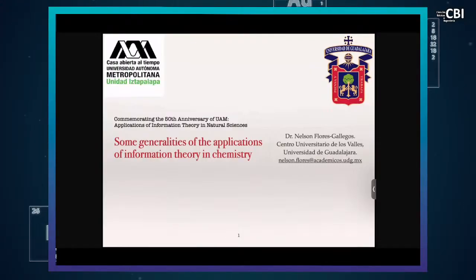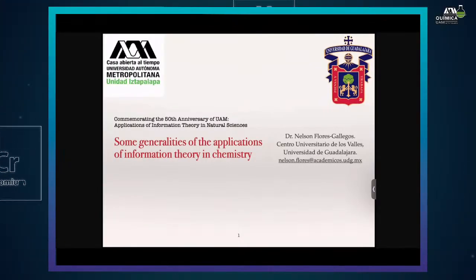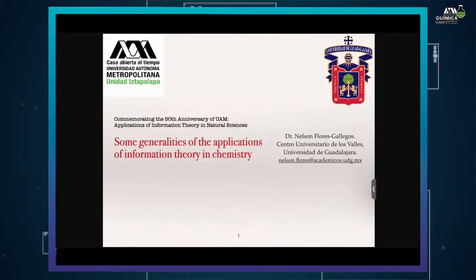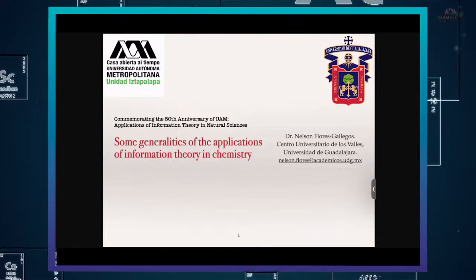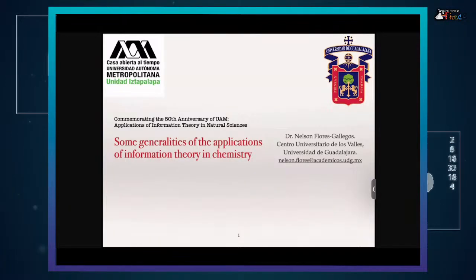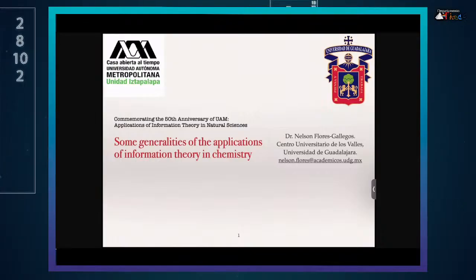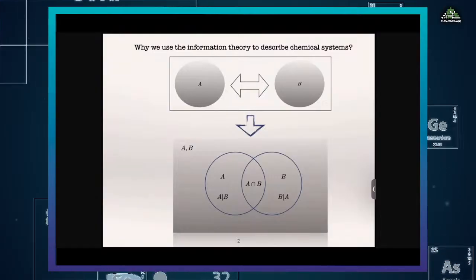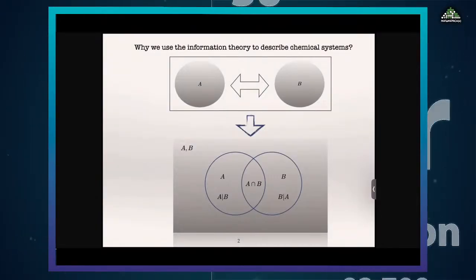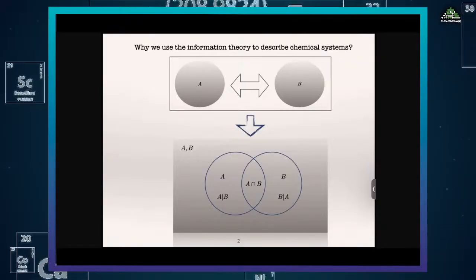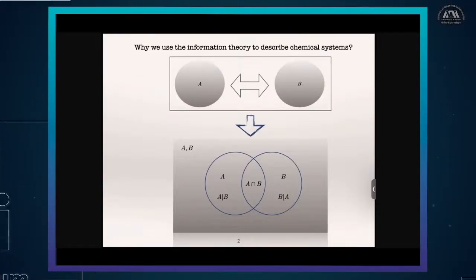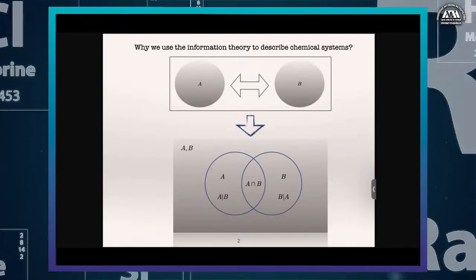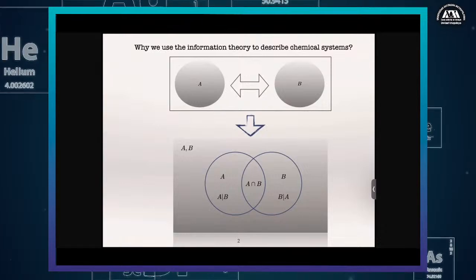I'd like to start this presentation with the following question about the application of some aspects of information theory to chemistry: why do we use information theory to describe chemical systems? In this case, we have to represent, in the most general form, two subsystems: subsystem A and subsystem B, which can share some kind of information.